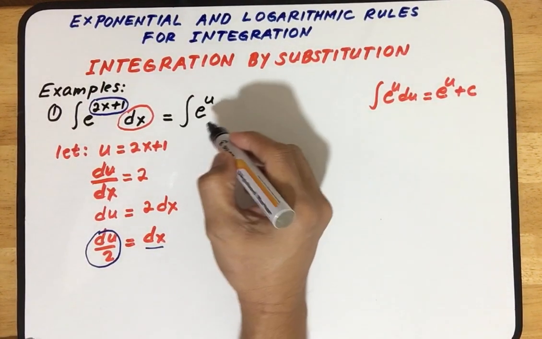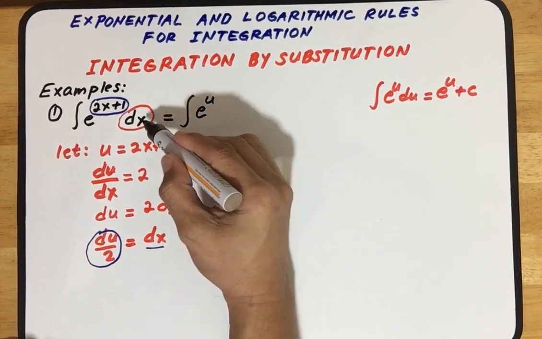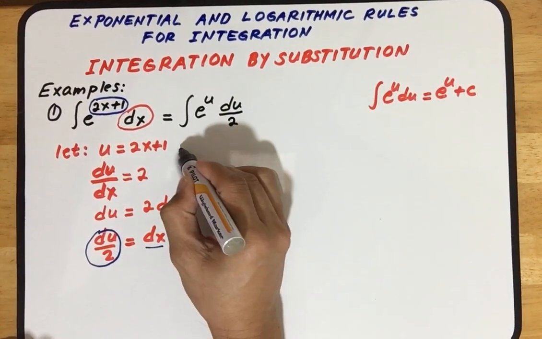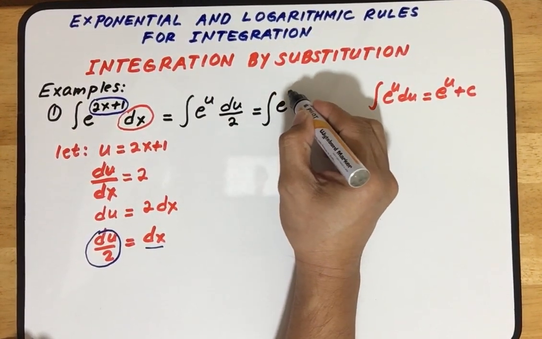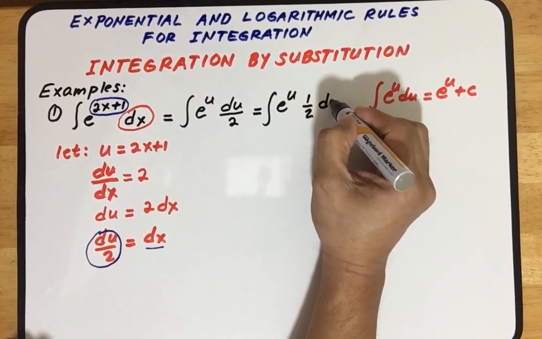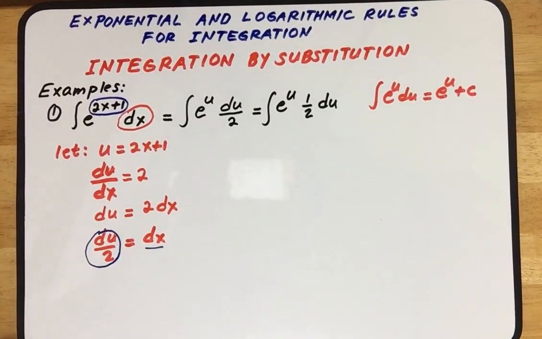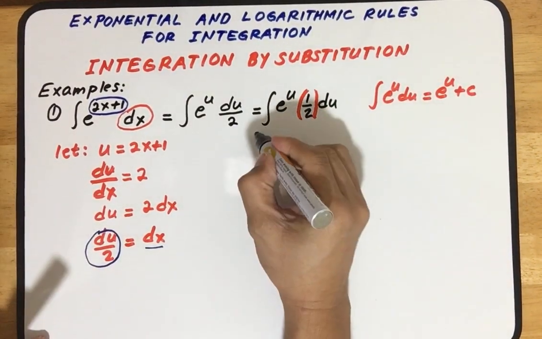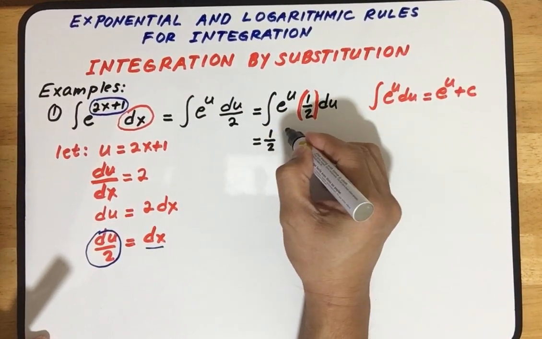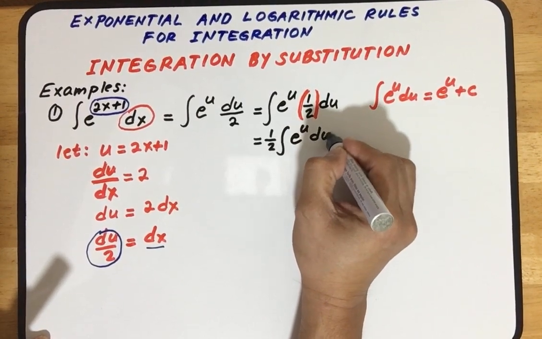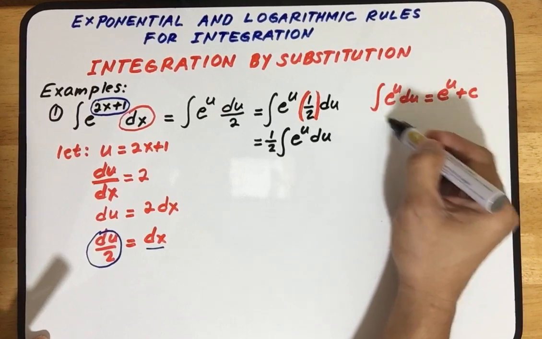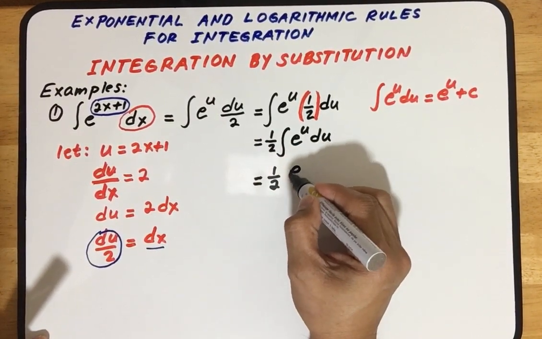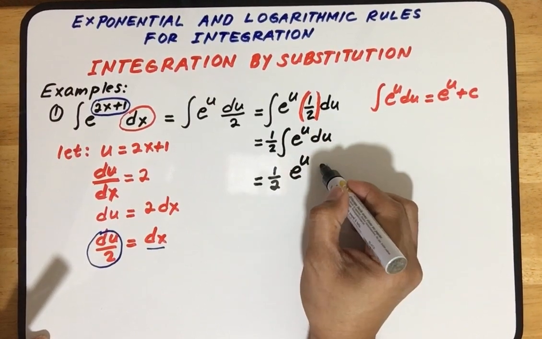Okay? So we have now the integral of e to the u times dx, where our dx is equal to du over 2, which we can also write as the integral of e to the u times 1 half times du, right? Du over 2 is the same as 1 half times du. So we can put this constant on the left side of the integral sign, so that we can rewrite this as 1 half times the integral of e to the u times du. So exactly what we are looking for. We are now in this formula, so we can rewrite this as 1 half times e to the u. You just copy e to the u, then plus c.